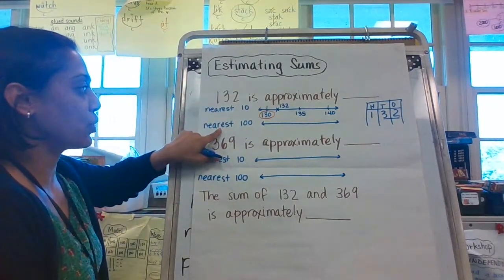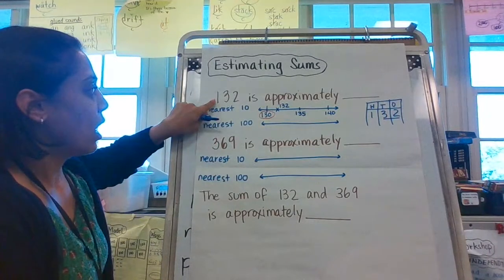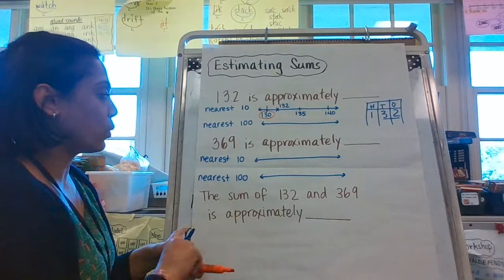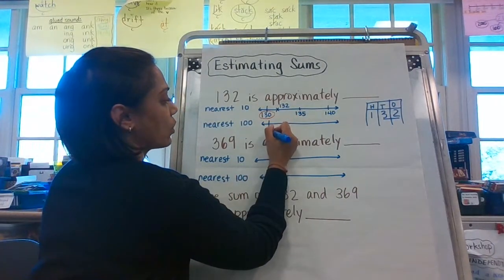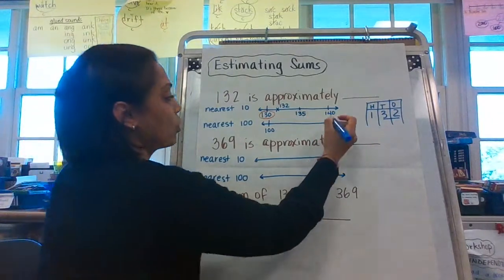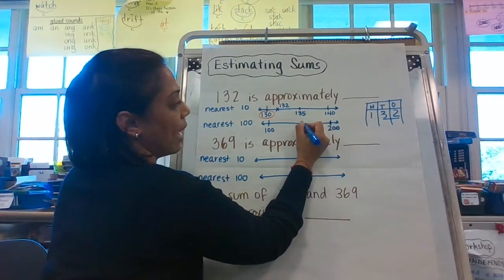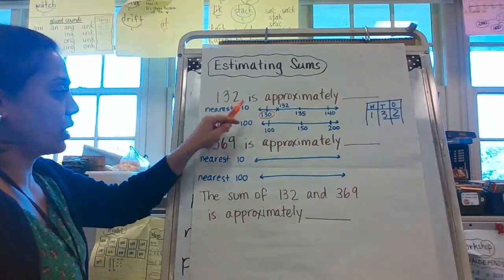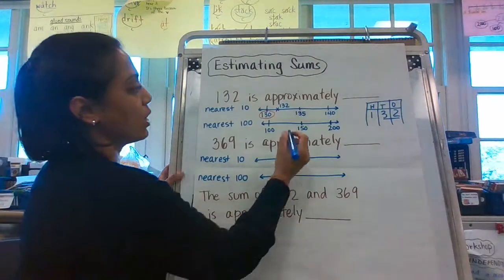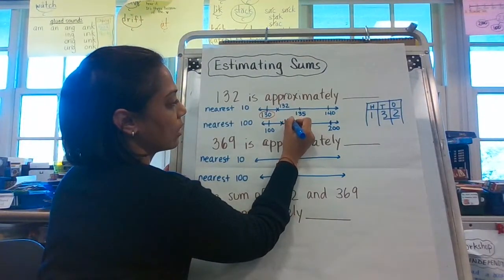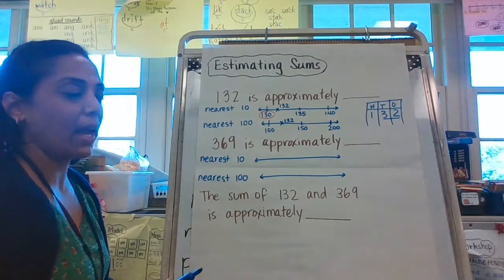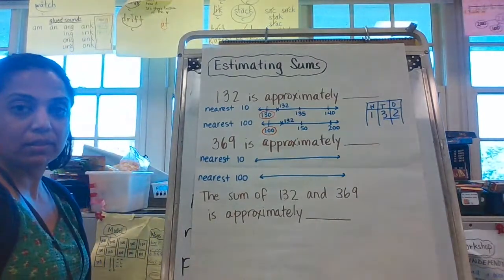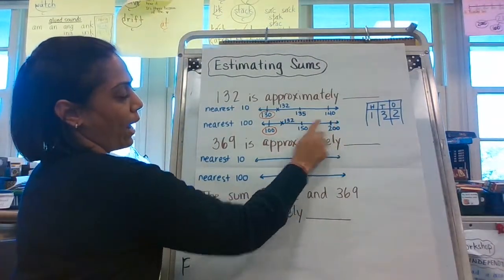How do you round this to the nearest 100? Same thing, you ask yourself, 132 is between what two hundreds? It's between 100 and 200. That middle number is 150. This helps us place 132 on this line. 132 on this line is around here. We can see right away that 132 is close to 100. Not 200 because it's so far away, okay?